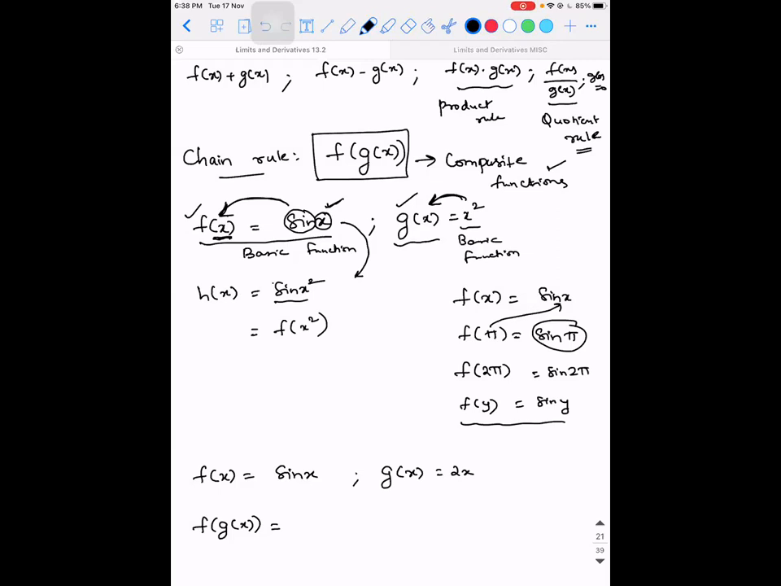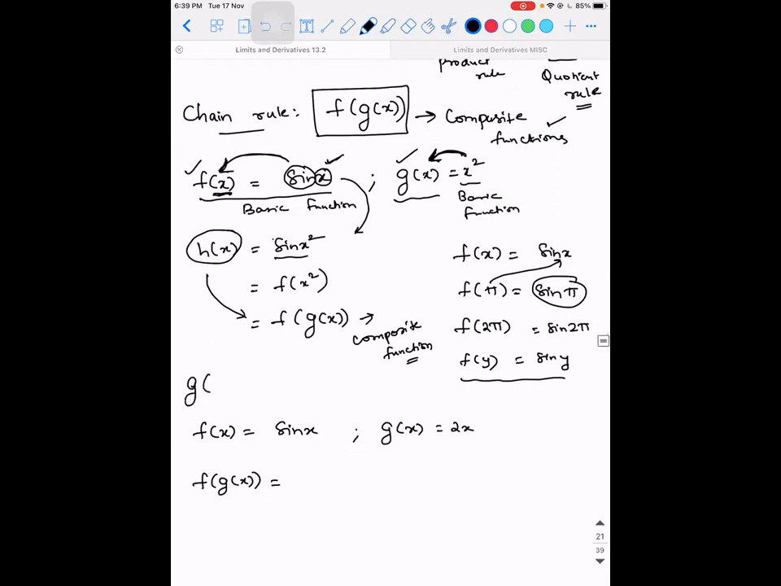Correct? Yes, sir. But what is x square actually? X square itself is a function. What function is that? G of x. So h of x is nothing but a combination of f of x and g of x, which is called a composite function. Clear? In a similar way, if I ask you what is g of f of x, what will you say?